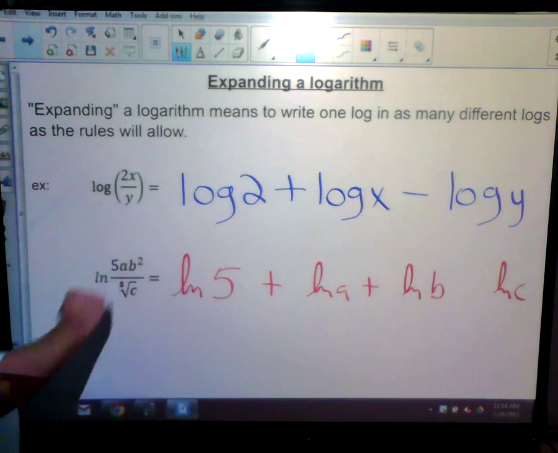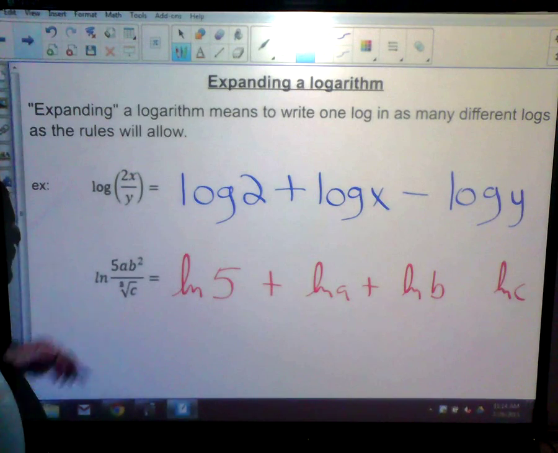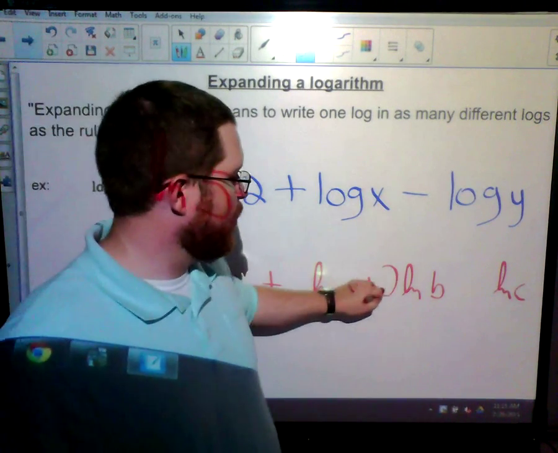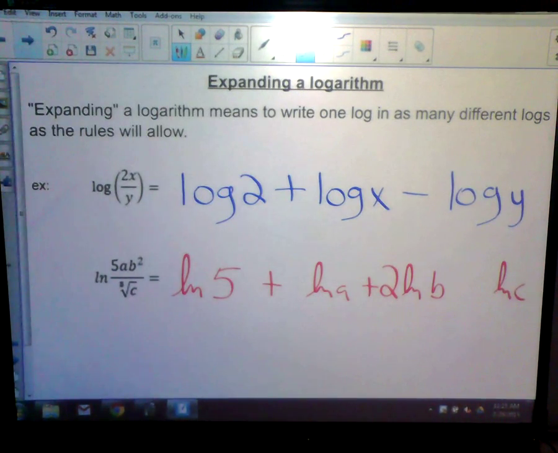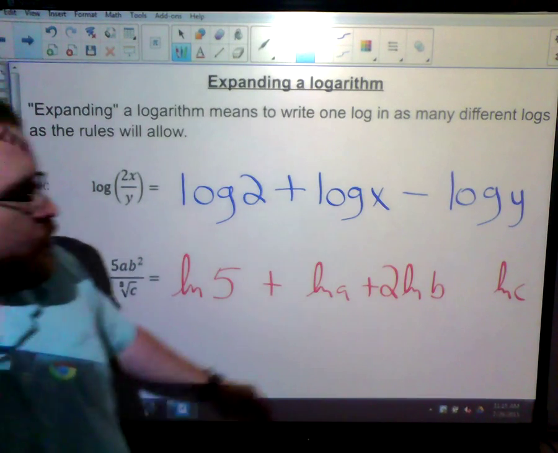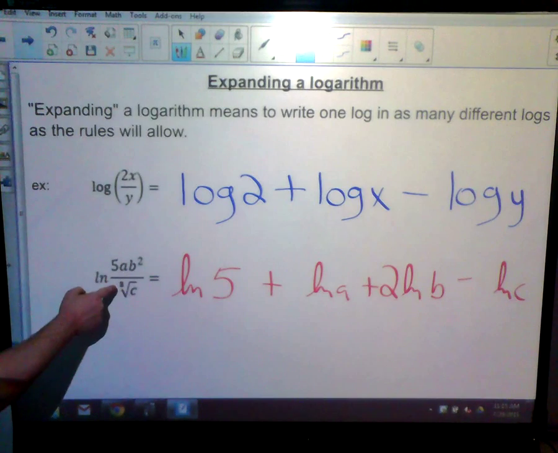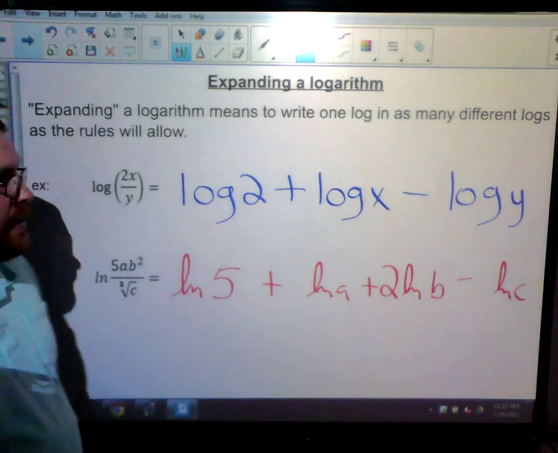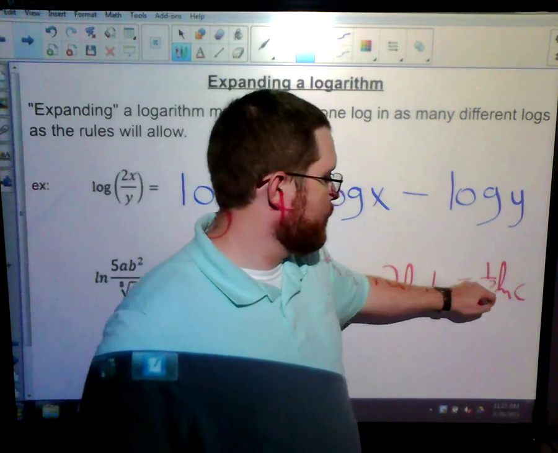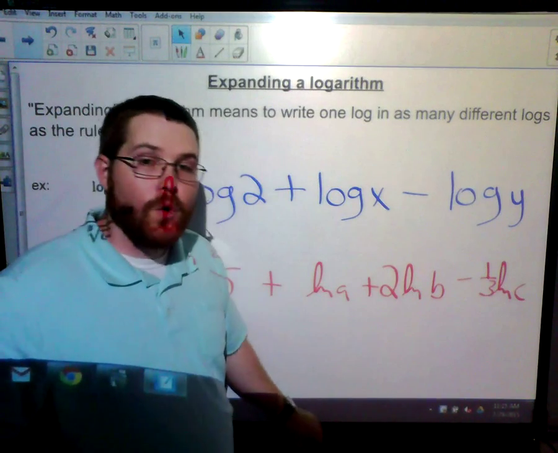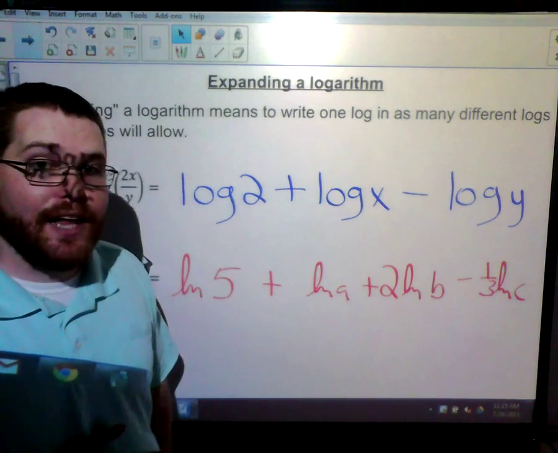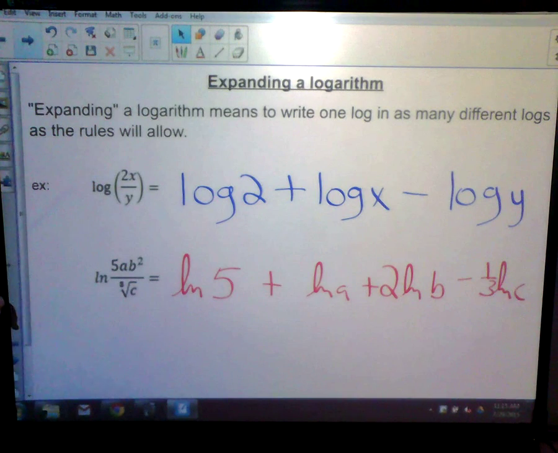But the B had a squared. What do we do with exponents? We put them in front of the log. The C is dividing, so I subtract it. But the C had an exponent. A cubed root is a 1/3 power, and I put it in front. We are going to spend a lot of time on this in class, so don't panic yet. That's expanding. That's taking 1 log and writing it in as many different logs as you can.